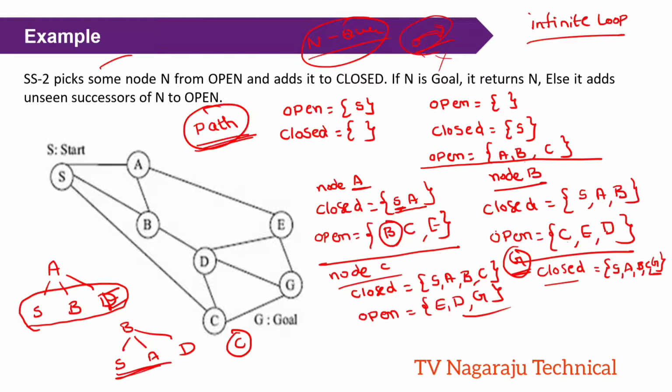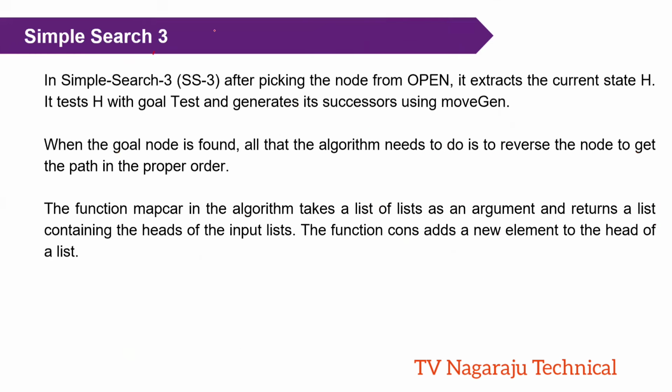That means instead of finding just the goal node, you always need to remember the path from the starting node to the goal state. So to make this path, I am moving to the next search, simple search 3. You got the point? What am I doing in simple search 3? Whenever we are picking a node from the open, instead of placing the node, always I am placing the path.